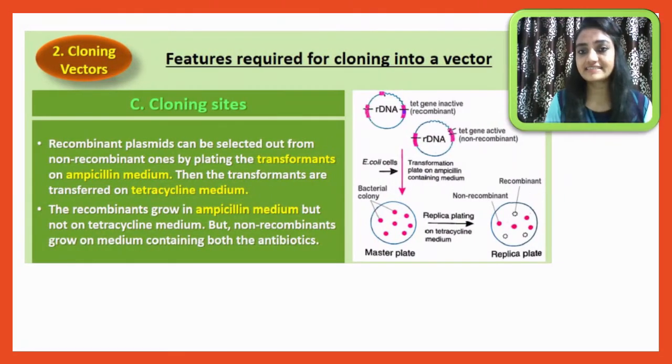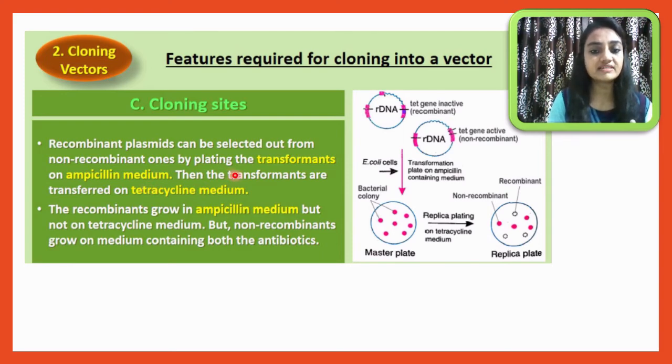Let me explain how we can isolate all three types of colonies. Recombinant plasmids can be selected out from the non-recombinant ones. So here we can differentiate between recombinant plasmids and non-recombinant plasmids. How? By plating the transformant on ampicillin medium. We have to grow the transformant bacteria on the ampicillin medium. Why are we using ampicillin only? Because ampicillin resistance is intact or active, whereas the tetracycline resistance is inactivated. That's why we grow them onto ampicillin media to check the tetracycline resistance.